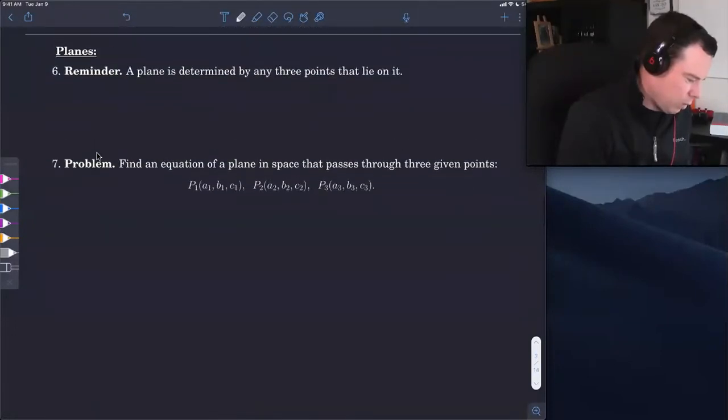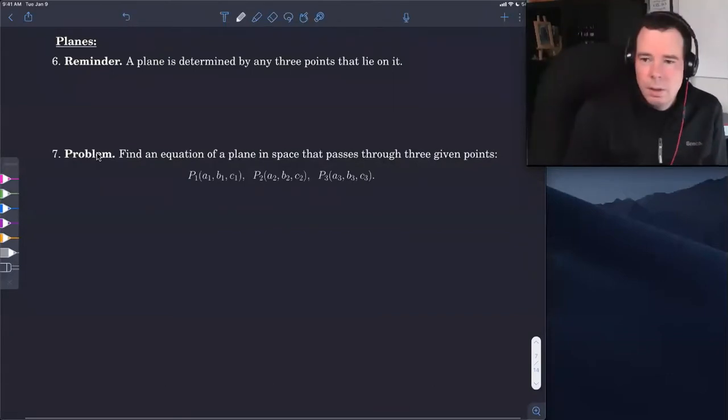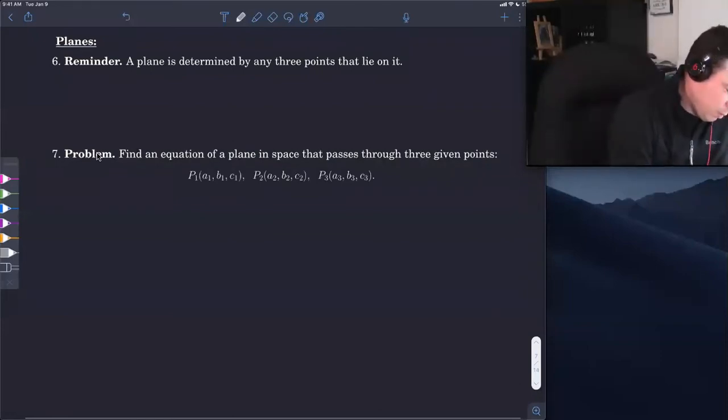So the next part of this section is on planes. So what is a plane determined by? A plane in 3-dimensional space is just determined by 3 points that lie on the plane. So if I have 3 points in space, they're going to define a plane.